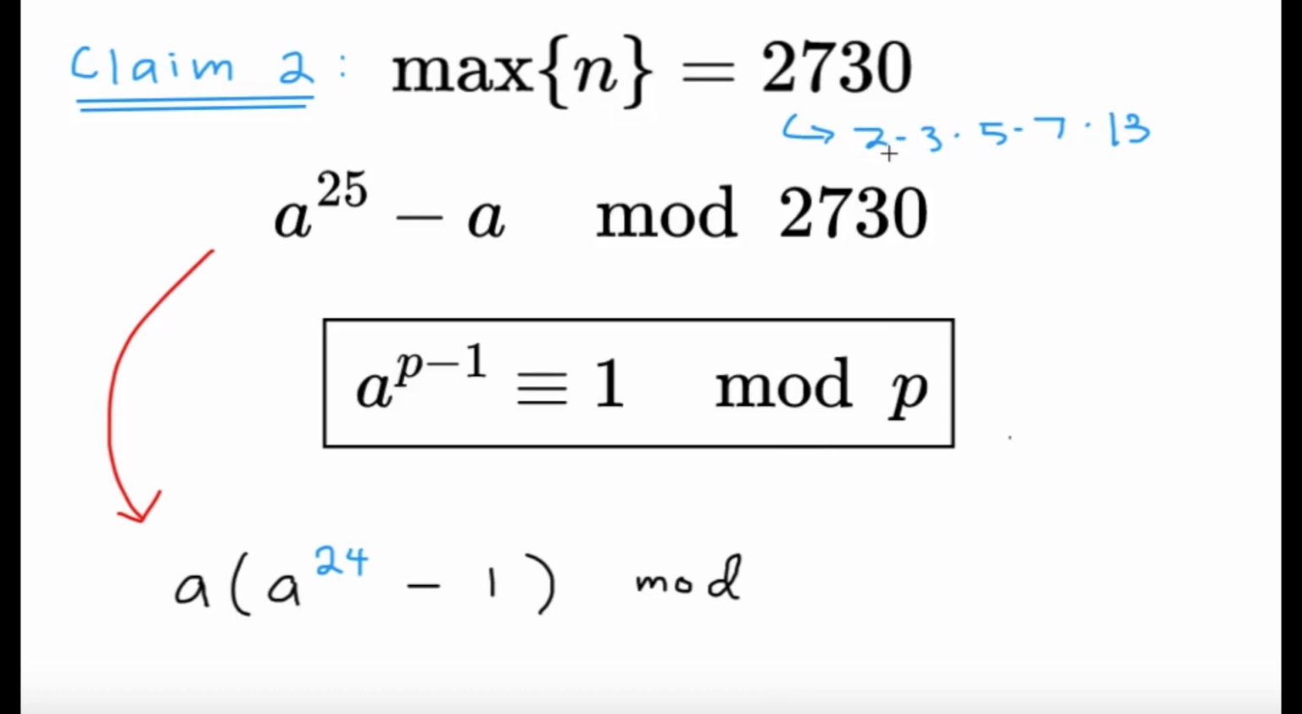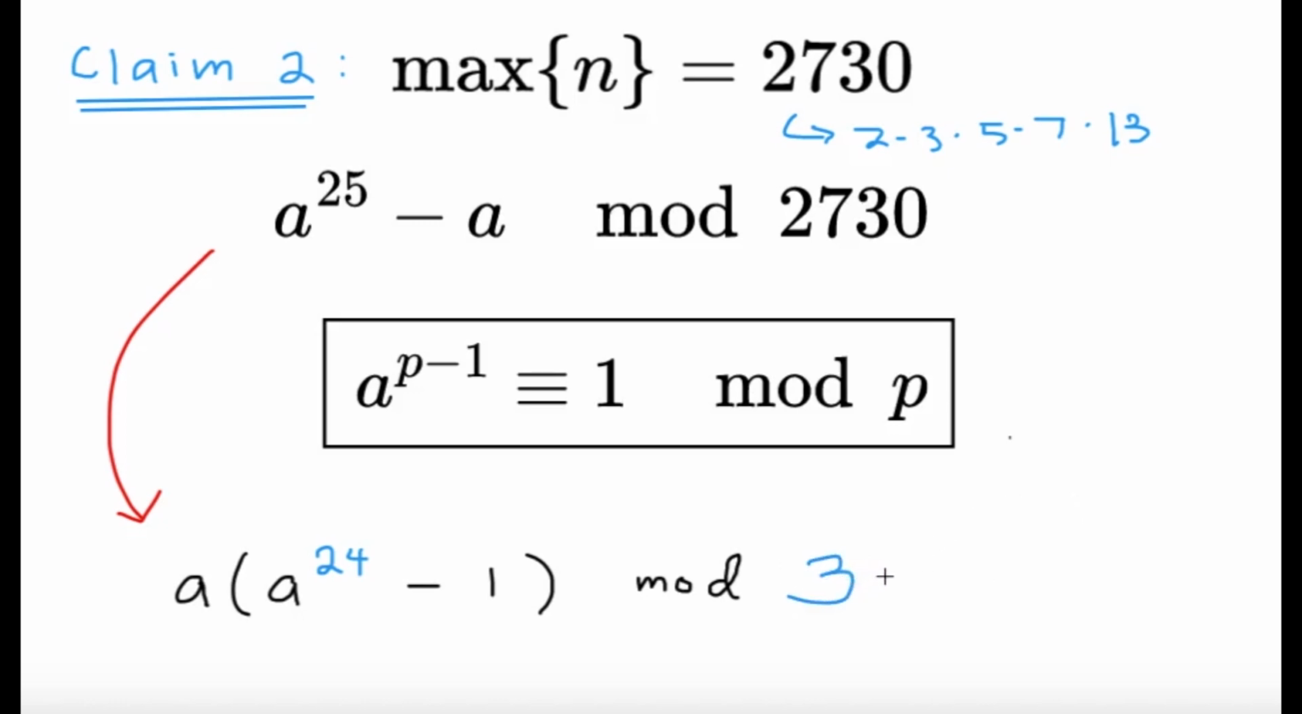Now, mod 2, let's try to take mod 2. That's obviously 0, because if A is odd, then this is going to be even for sure. Then if A is even, then we're done. So we can conclude that A raised to 25 minus A is equivalent to 0 under mod 2. So let's just remember it for now.